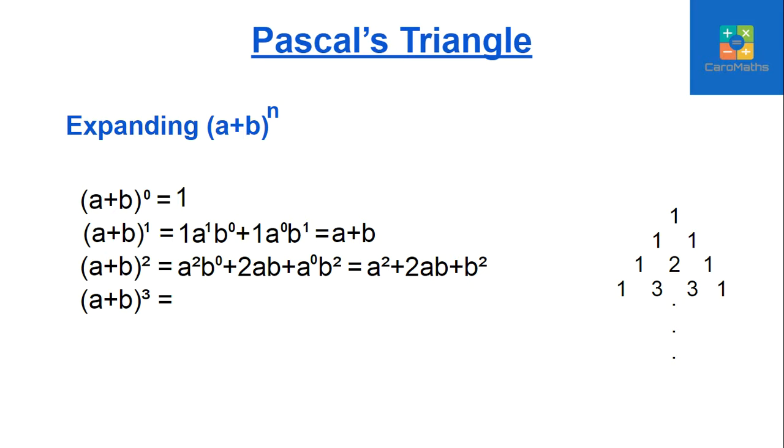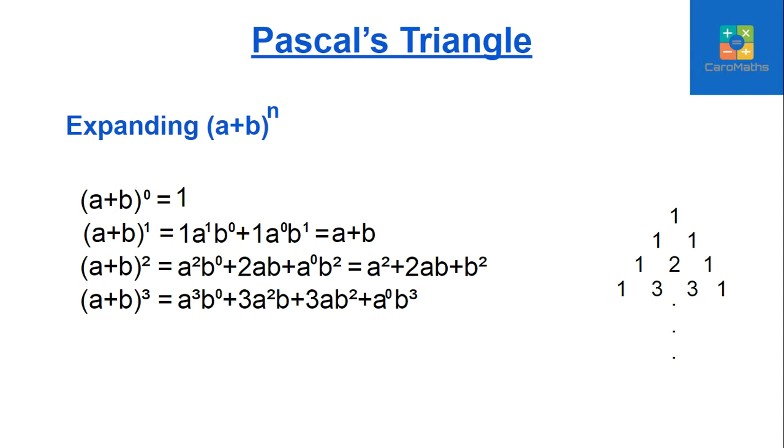Okay, so I hope you managed to have a go. And the expression is a cubed times b to the power of 0 plus 3a squared b plus 3ab squared plus a to the power of 0 times b cubed. And as you can see, the coefficients are 1, which we don't put, 3, 3, 1. And the powers, so we've got a to the power of 3 because that's the power of the expression we're expanding, and b to the 0.